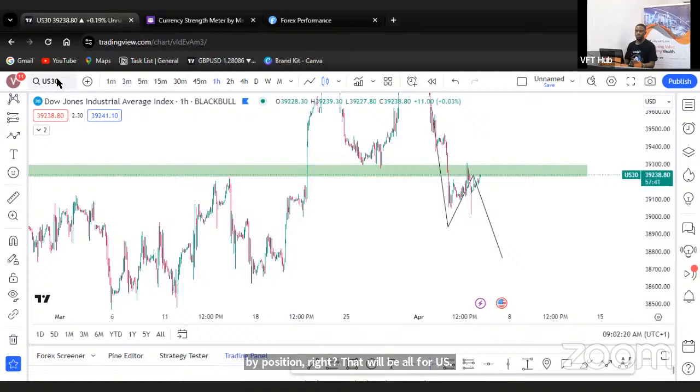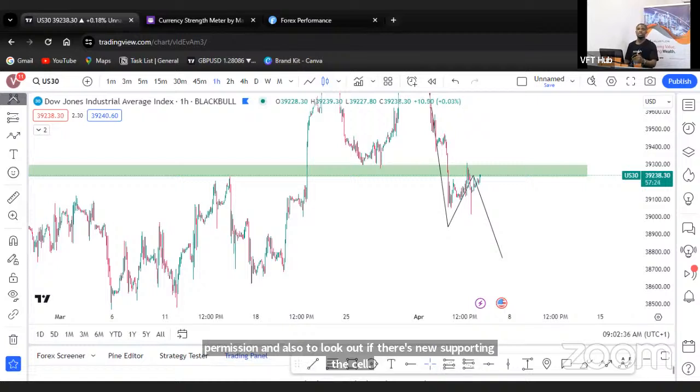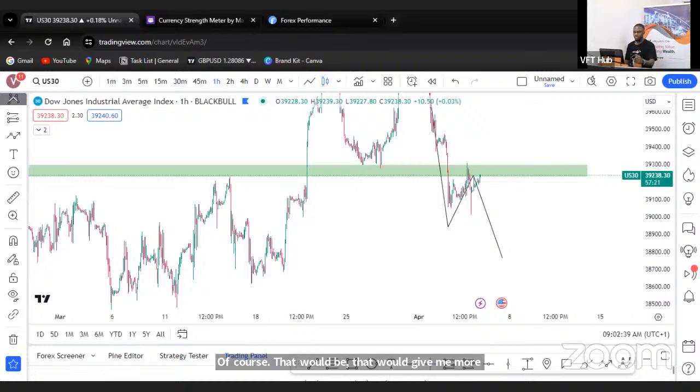I'm also waiting for some news on the fundamental to see which bias the news will support, right? I'm waiting to gather news for the buy position and also to look at if there's news supporting the sell. Of course, that will give me more confidence to take any of the positions, buy or sell position in the market, right?